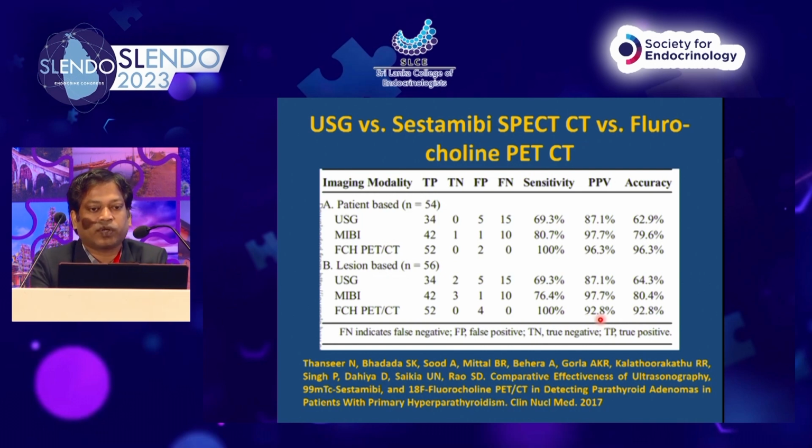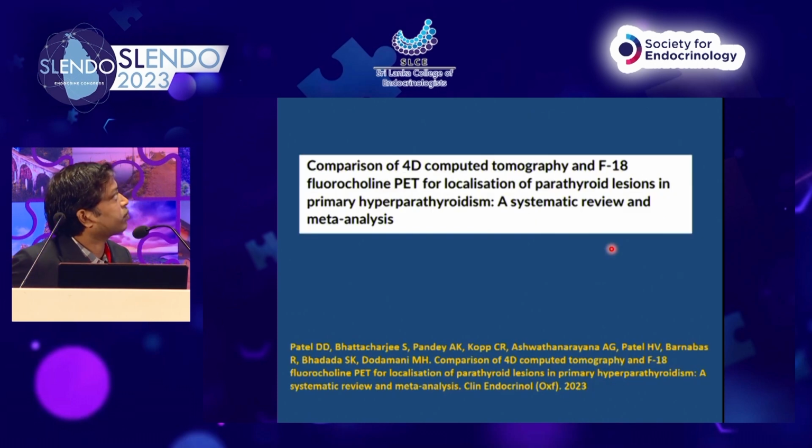Here you can appreciate that, both in the patient-based analysis and the individual tumor-based analysis, the sensitivity of PET scan is better than both ultrasound and MIBI. But the specificity is almost equal to the MIBI scan, though it is better than the ultrasound. So for PET scan, the sensitivity is better than both ultrasound and MIBI, but the specificity is as equal as MIBI scan, and better than ultrasound.